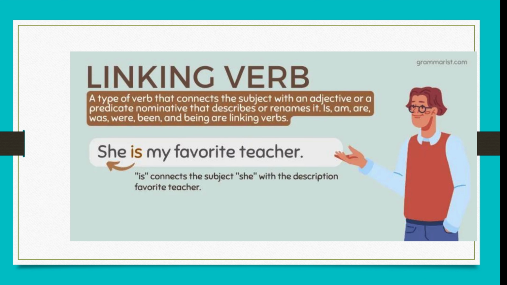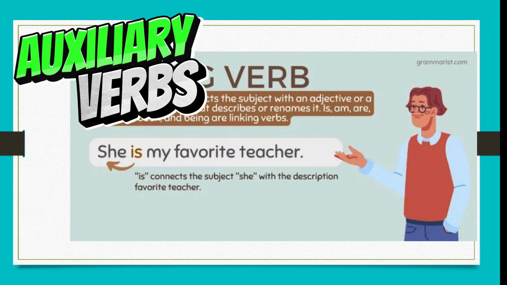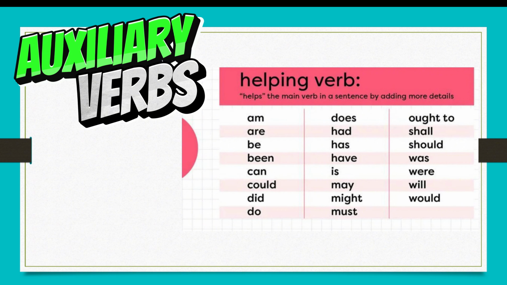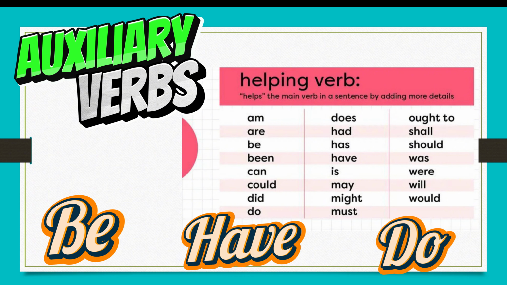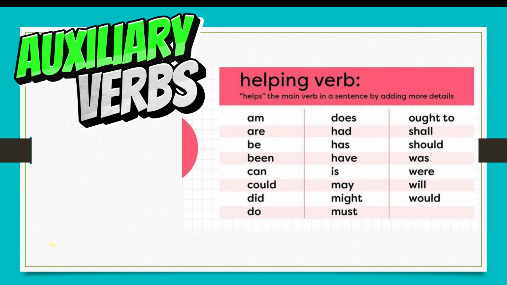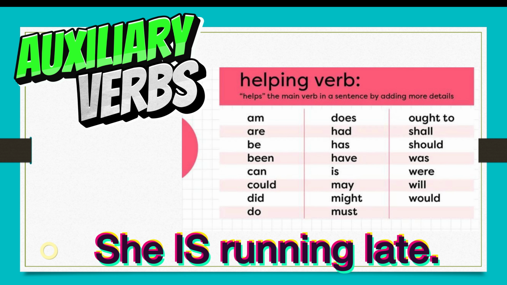Finally, there are auxiliary verbs or helping verbs. These verbs work alongside a main verb to give more detail about the action. The most common auxiliary verbs are be, have, and do. For example, in the sentence, "She is running late," the auxiliary verb is "is."